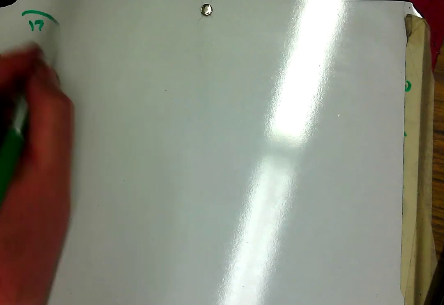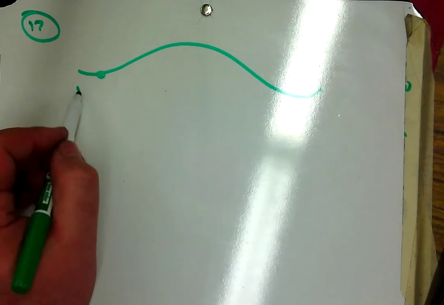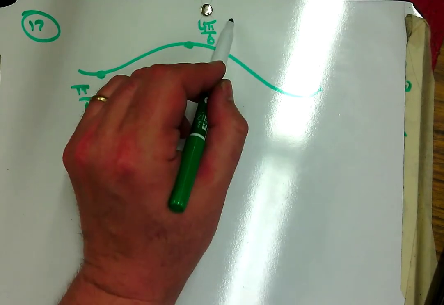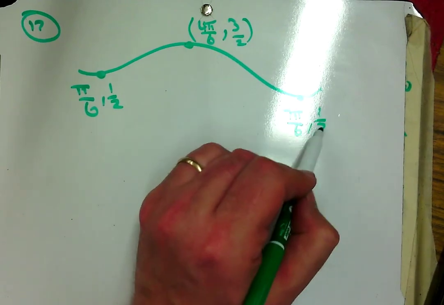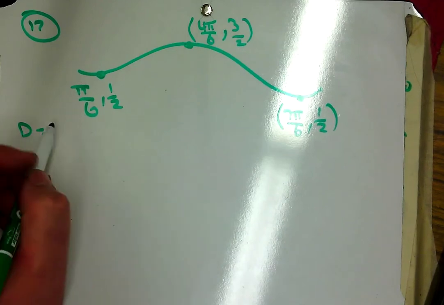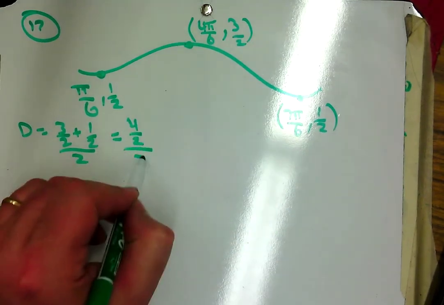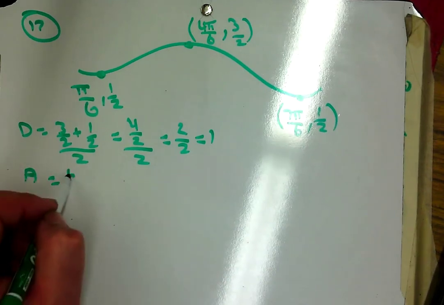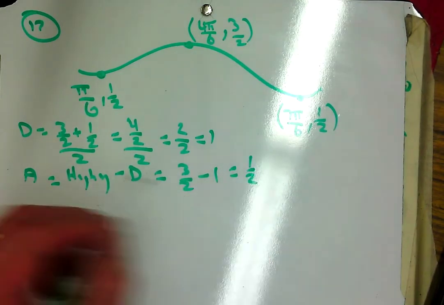What about problem 17? 17, we've got a low point, a high point, and a low point. This is pi over 6, 1/2. This is 4 pi over 6, 3/2. And this is 7 pi over 6, 1/2. Again, our d value is the average of the high and low y values. That's a convenient d. Our a value, high y minus d, so 3/2 minus 1, or 1/2.